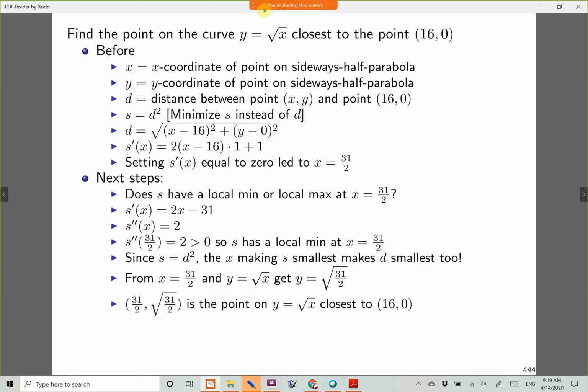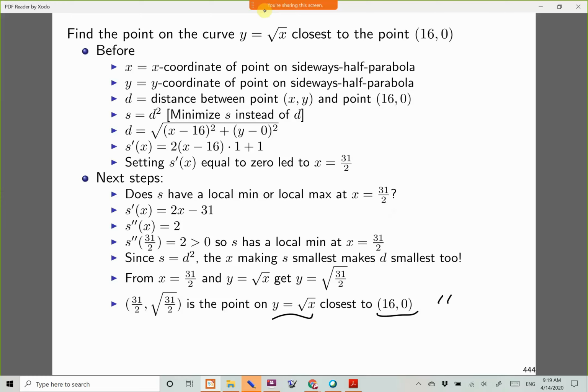So in the end, this x coordinate and this y coordinate, we stick those numbers in as x comma y with parentheses, so we have point notation here. That is the point on this curve that is closest to 16 comma 0. So we're done with the question.